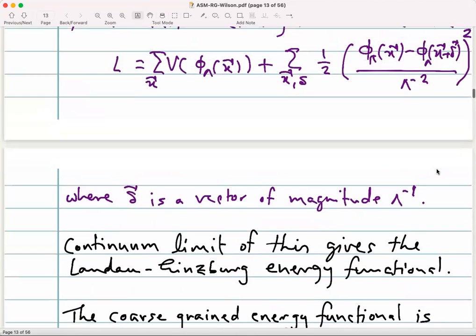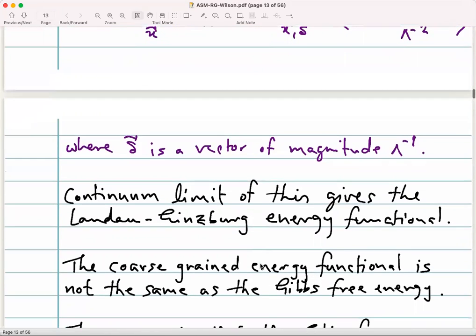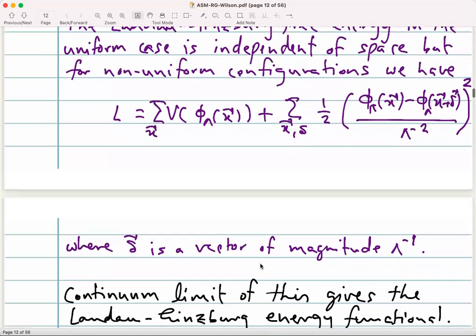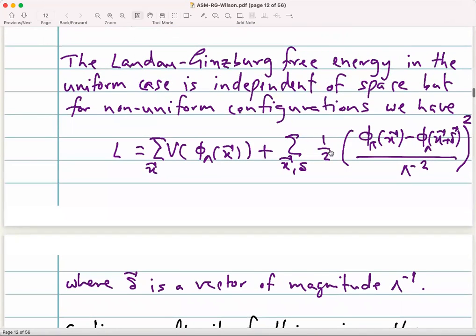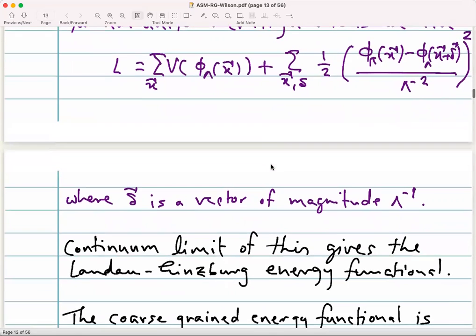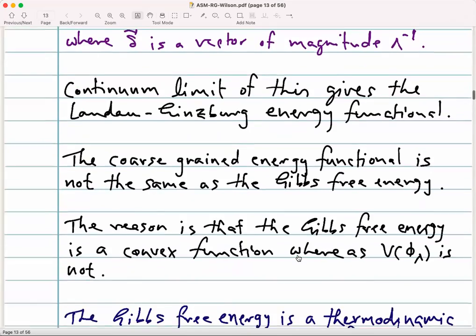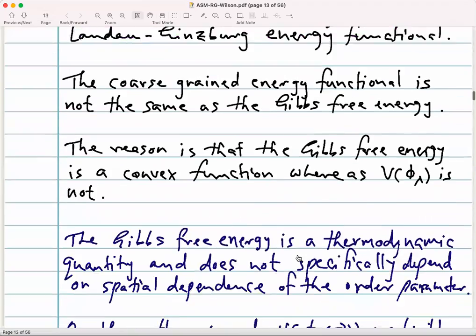Now, if you take a continuum limit of this, it will again give you a Landau-Ginzburg energy functional, and that's where the whole problem is. That is the reason why I was saying that the Landau-Ginzburg method that we are trying to do is not going to be quite correct, and we'll have to revert back to the spin system. And the reason is the following: when you take a continuum limit of this, the coarse-grained energy functional that you would get for the Landau-Ginzburg system will not have the structure which is similar to the Gibbs free energy. Let me see if I have a picture of that, maybe on the next page.